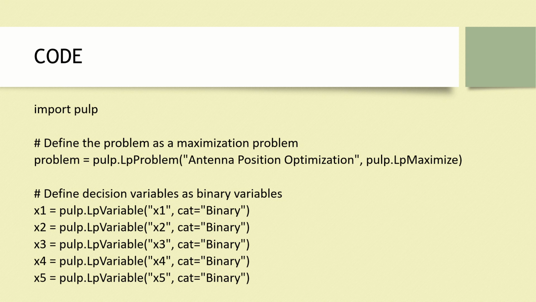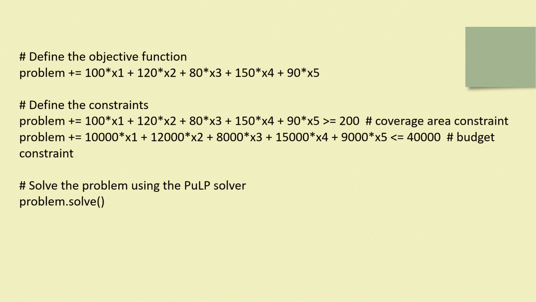Now the code. We are writing the code using the pulp library. So first what we have to do is import the pulp library, and then we define the problem as a maximization problem, taking problem equal to pulp.LpProblem. LP problem is linear programming problem, and we are naming this problem antenna position optimization, and since we are taking this as a maximization problem, we use pulp.LpMaximize, and then we define the decision variables as binary variables, which is pulp.LpVariable with category binary.